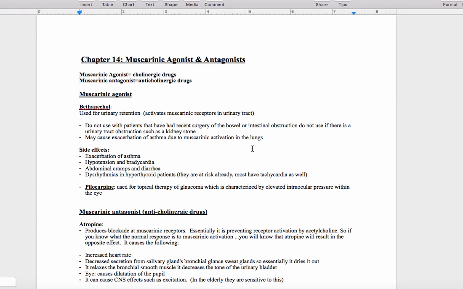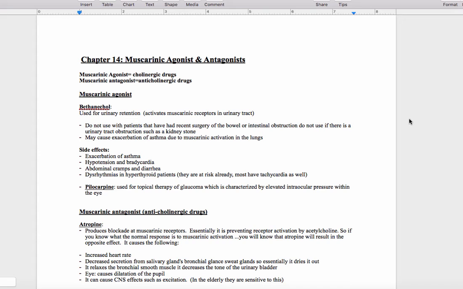As I mentioned, it's activating the muscarinic receptors in the urinary tract. We don't want to use these with patients that have had any recent surgery of the bowel or intestinal obstruction, just because it can activate those receptors within the bowel and predispose them to a bowel perforation. Another thing too, if they have a kidney stone or a urinary tract obstruction, you wouldn't want to use this either, because obviously there's an obstruction there that would inhibit the urine from coming out anyways. So you have to treat the underlying cause with that one.